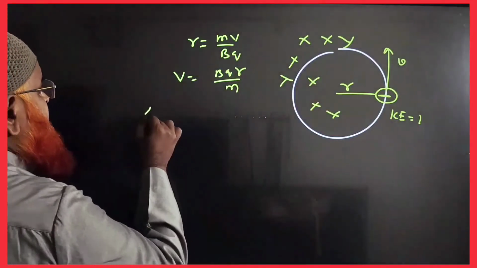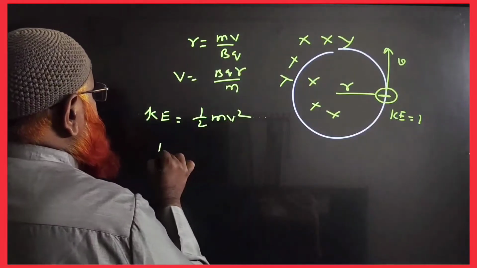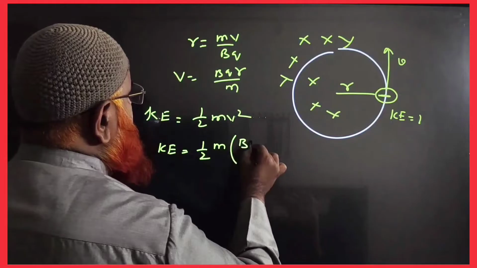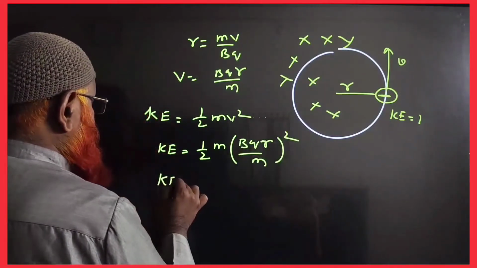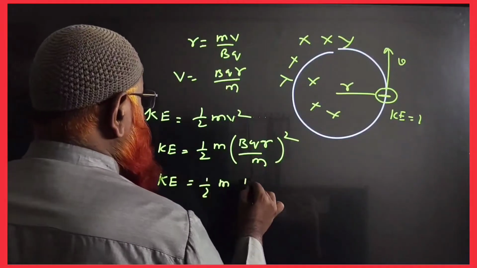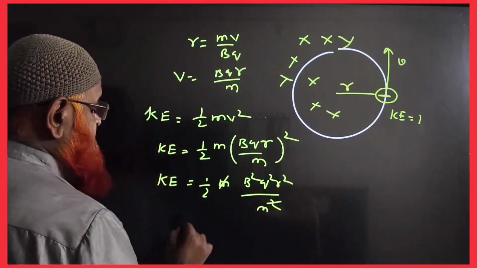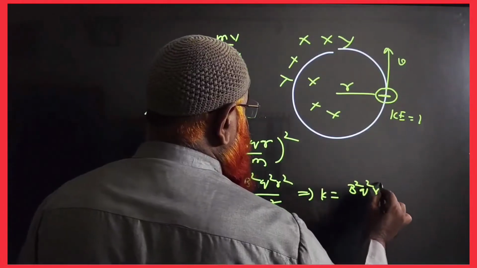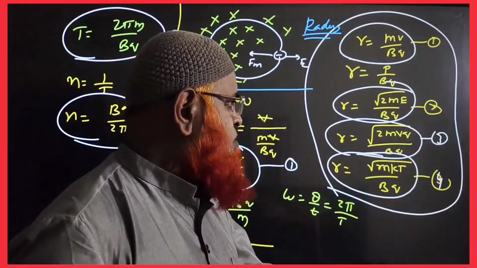Now can I get kinetic energy from this? Kinetic energy is nothing but half m v square. So kinetic energy is half m times v square, and v is bqr by m, whole square. So kinetic energy is half m times b square q square r square by m square. The m square gets cancelled, so you get the kinetic energy formula as b square q square r square by 2m. So this kinetic energy formula, if you want, you can get from these formulas also.